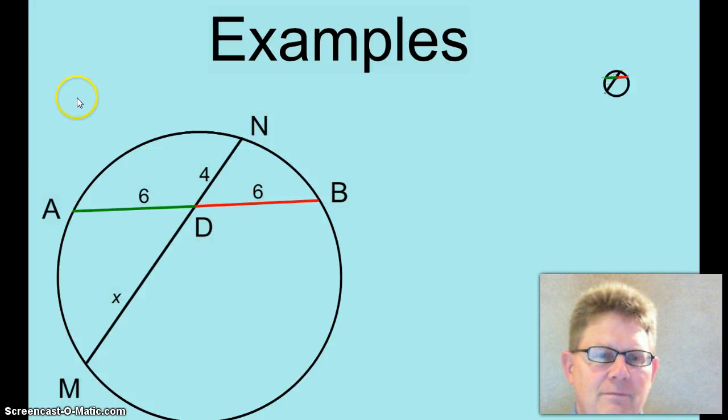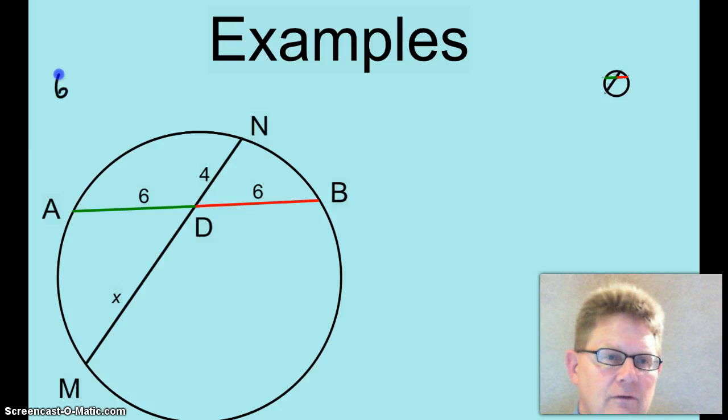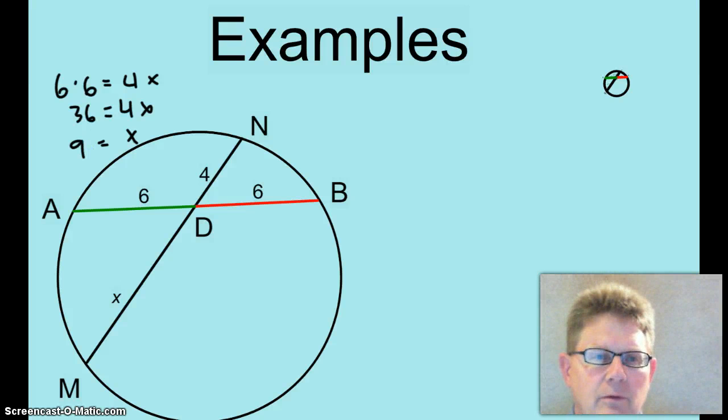Here's our first example. It is the segments of a chord theorem. So, 6 times 6 equals 4 times x. 36 equals 4x. The missing part right here is 9. Let's look at the next example.